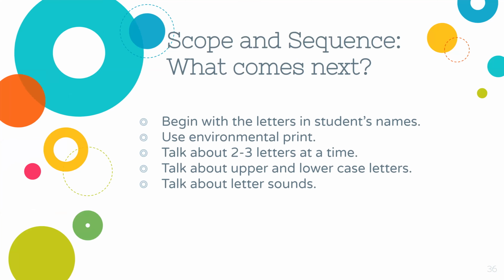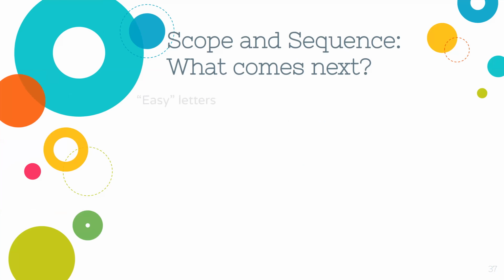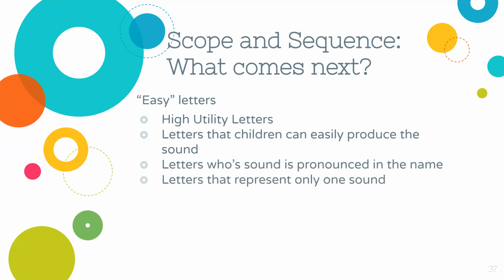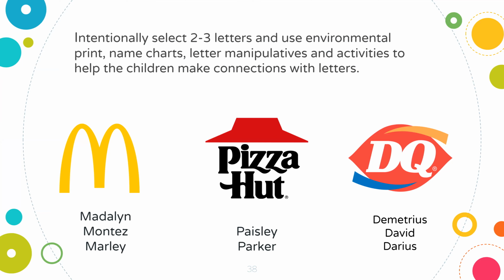So after you've talked about letters and students' names, and you've used environmental print, and you're starting to pick 2 to 3 letters at a time to focus on, what comes next? Well, you want to intentionally pick the letters that you're going to start working with and unpacking for your children. You want to start with the easy letters, those high utility letters, letters that children can easily produce the sound of, and letters whose sound is pronounced in its name. And you also could start with letters that represent only one sound. These are the letters we talked about at the beginning. And intentionally select a couple letters and pull some activities based on those letters.